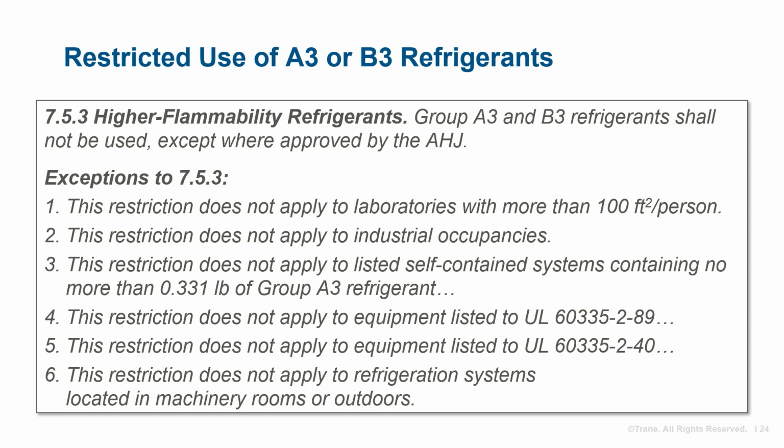First, the standard restricts the use of Group A3 or B3 flammable refrigerants to only a few exempt applications. Certain laboratories and industrial occupancies are exempt, as are small listed self-contained systems such as vending machines, refrigerators, or water coolers, as long as the refrigerant charge is very, very small. Also, equipment that is listed to certain UL standards may also be exempt, again, as long as the refrigerant charge is below the stated thresholds. And systems located in a machinery room or outdoors are also exempt.